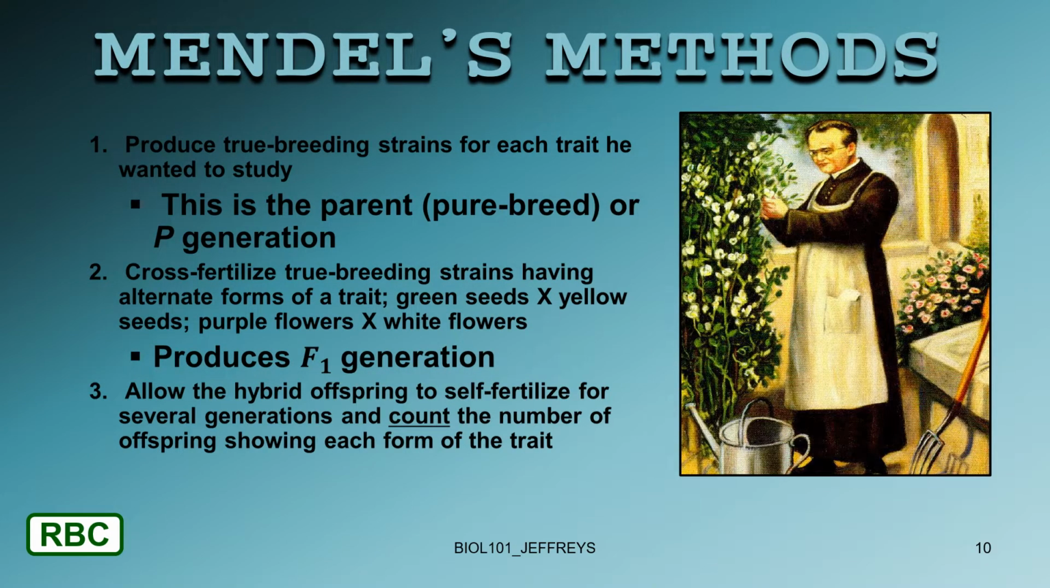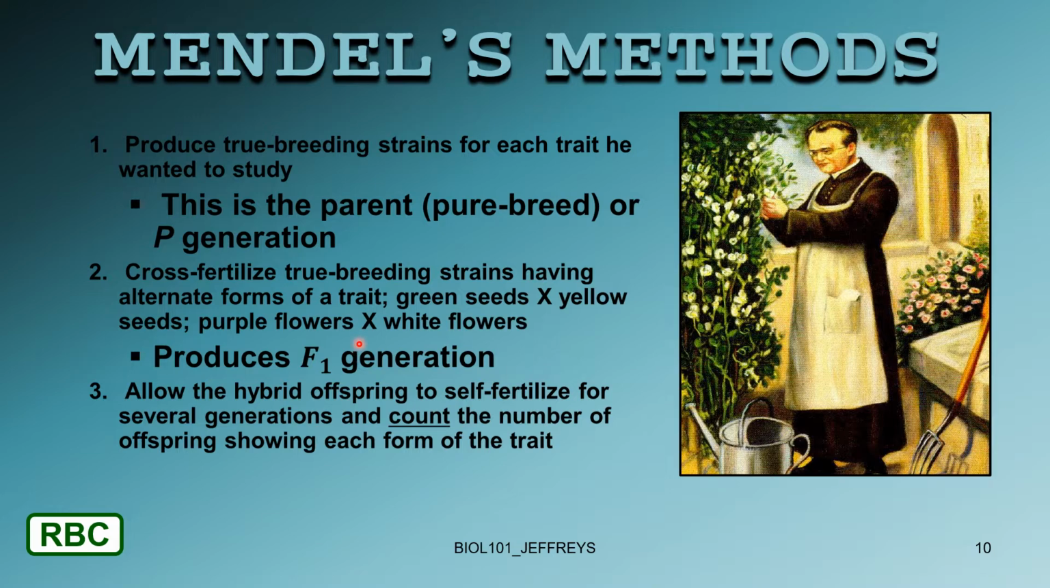And so he produced true breeding strains for each trait that he wanted to study, and we'll look at the 7 traits that he studied in a little bit. The parent, or purebred, or the P generation, as I've mentioned. Cross-fertilized true breeding strains having alternate forms of a trait produces the F1, or the first filial generation.